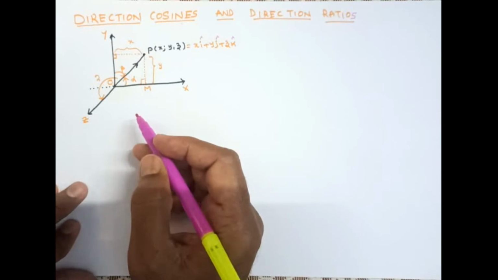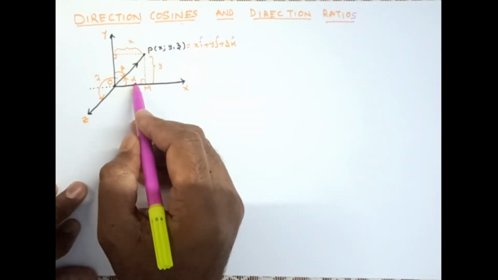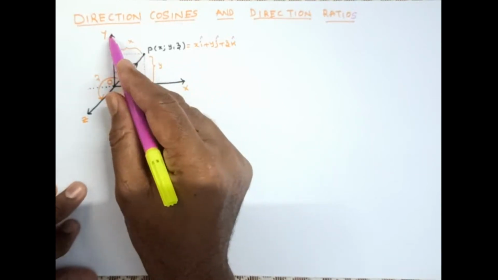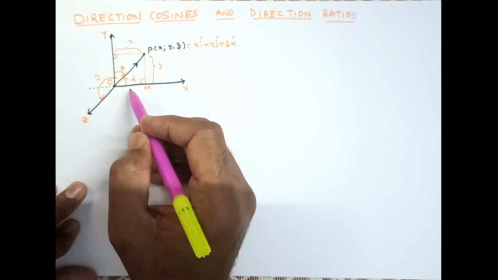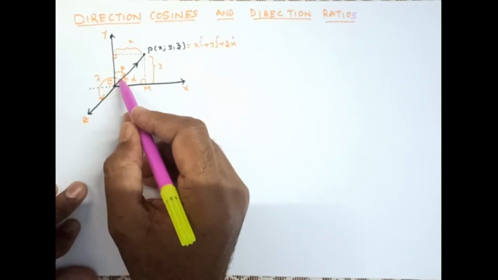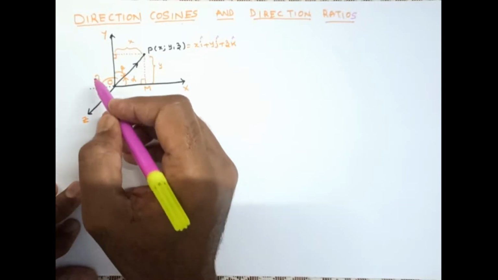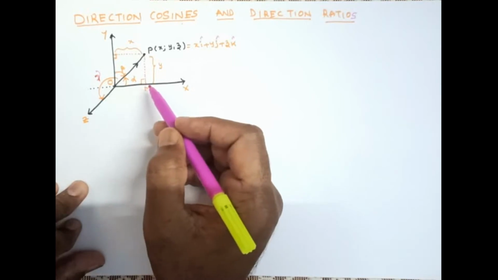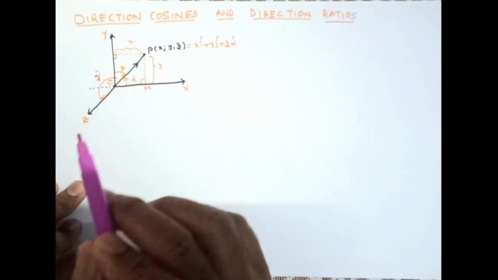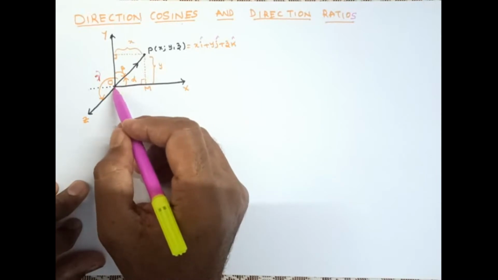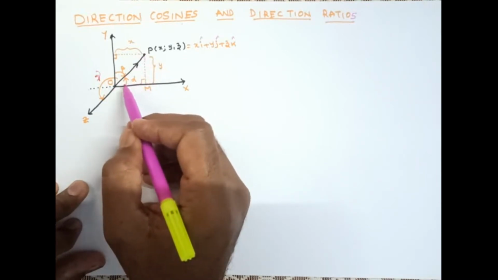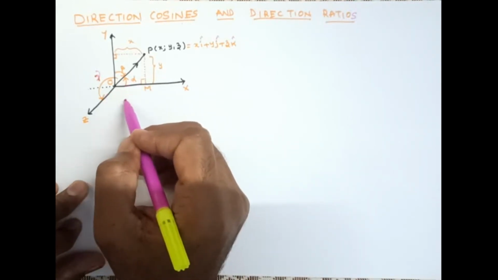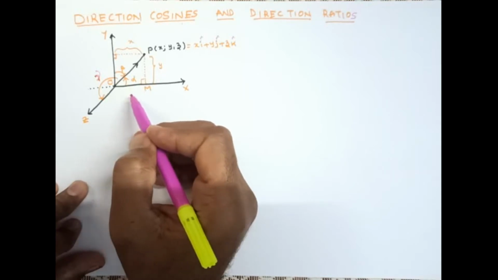So let OP bar make an angle alpha with OX, an angle beta with the y-axis, and an angle gamma with the z-axis. These are the three angles with the positive x-axis, y-axis and z-axis. If OP bar makes an angle alpha with the positive x-axis in the anticlockwise direction, then in the clockwise direction the angle will be 180 minus alpha.